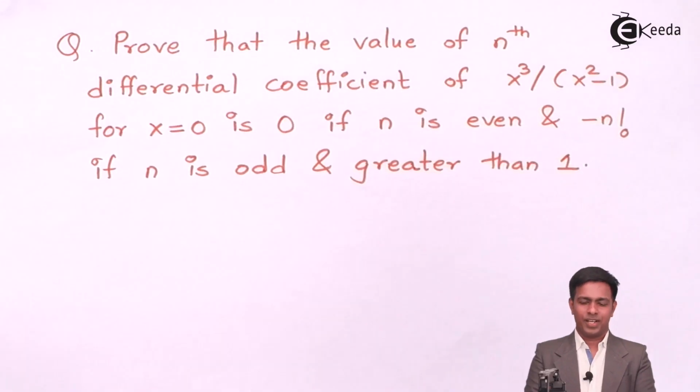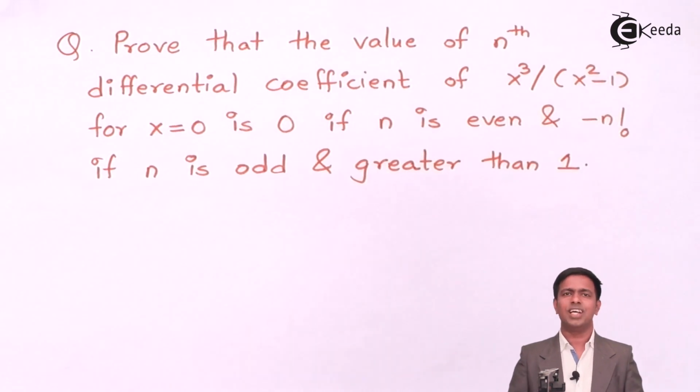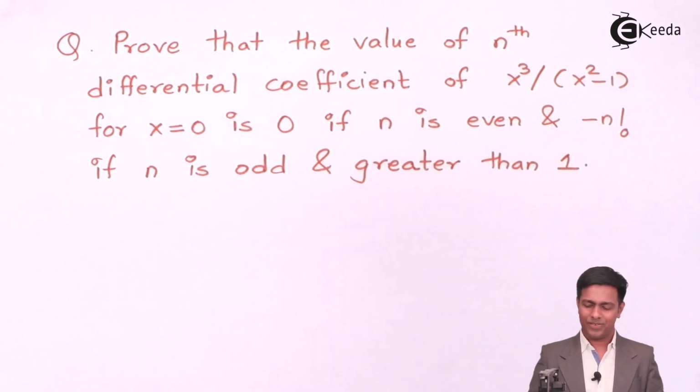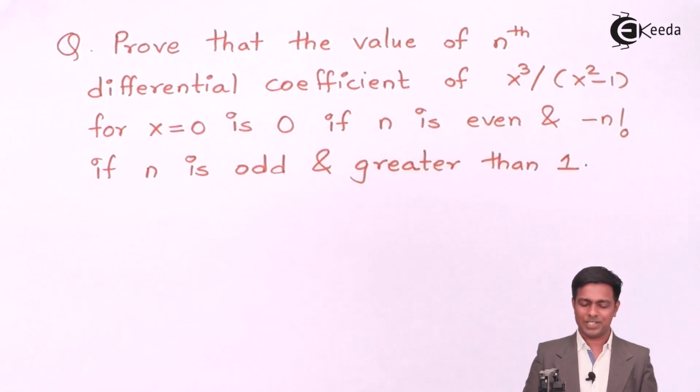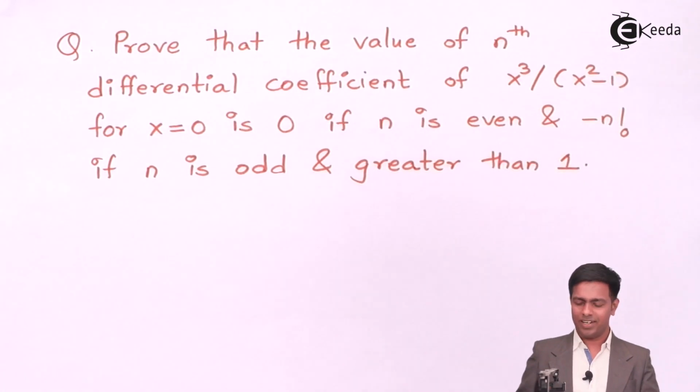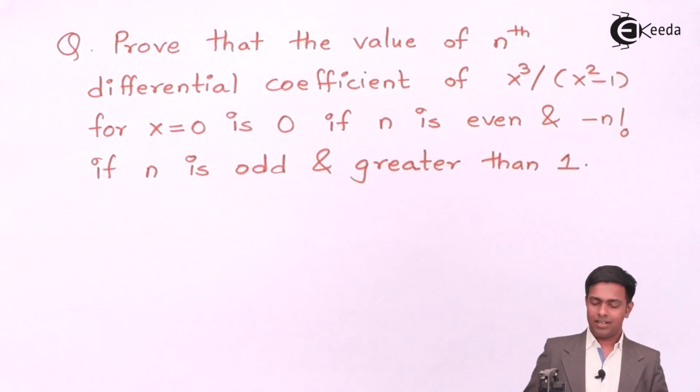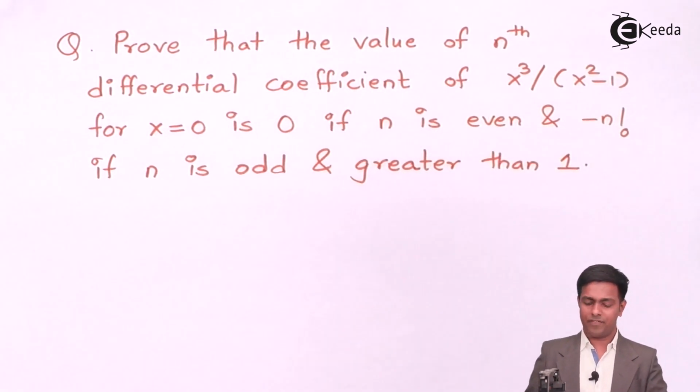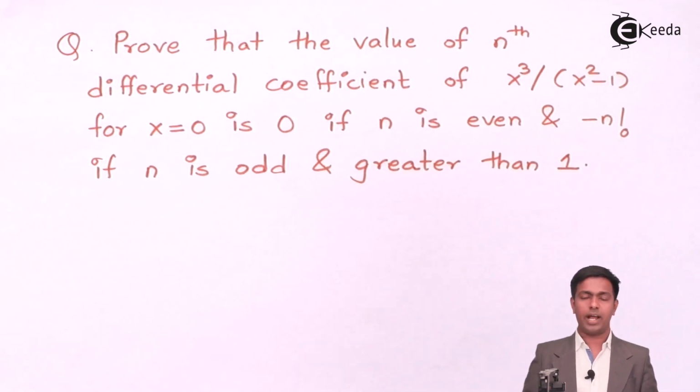So here, guys, we have to prove that the value of nth differential coefficient, which is nothing but the nth derivative of x cube upon x square minus 1, for x equal to 0 is 0 if n is even, and the answer is minus n factorial if n is odd or n greater than 1.